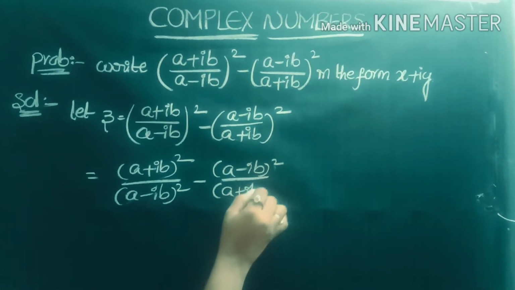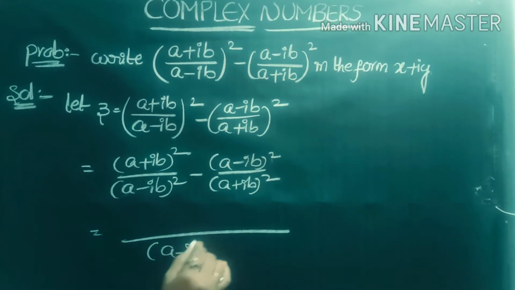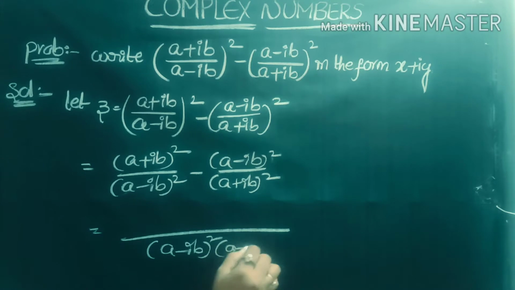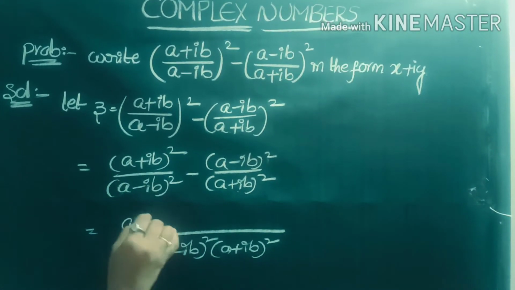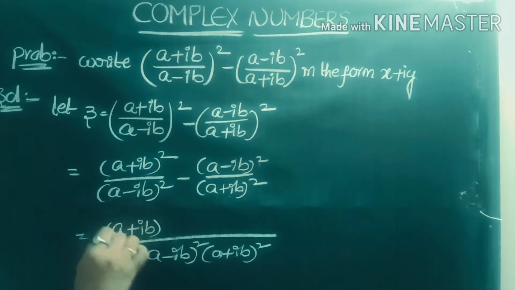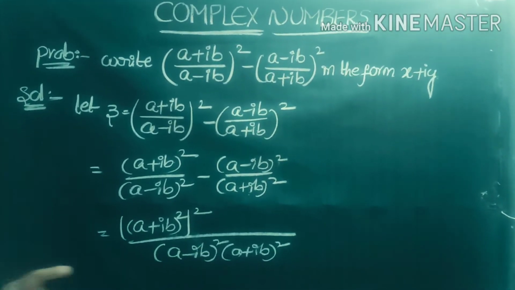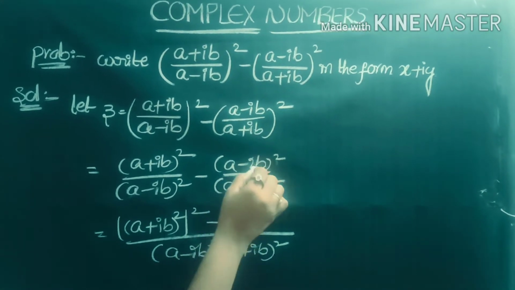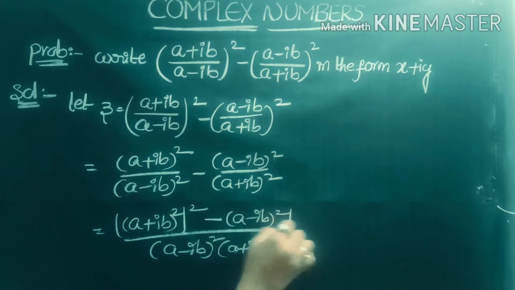Now taking LCM, this is equal to, here the LCM is (a - ib)^2 into (a + ib)^2. Now (a + ib)^2 into (a + ib)^2, that is (a + ib)^4, minus (a - ib)^2 into (a - ib)^2, that is (a - ib)^4.